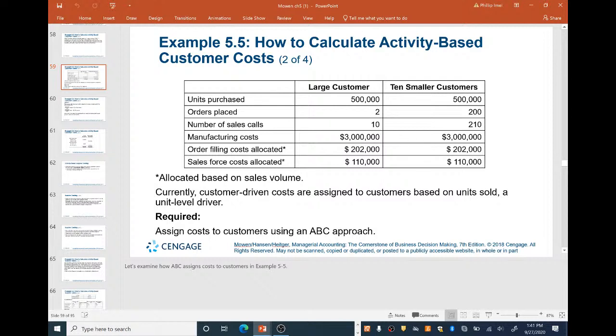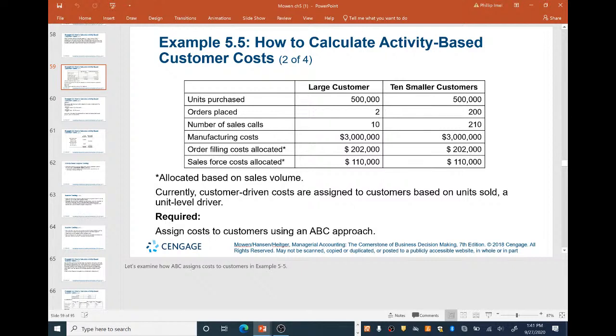Manufacturing cost is going to be $3 million for each one because that's based upon the units that were purchased, or obviously the units produced that were ultimately purchased. Then the order filling costs allocated and the sales force costs allocated. You can see the explanation down here: this is allocated based on sales volume. Sales volume was the same between the large customer and the 10 smaller customers, so with allocating based on sales volume, these costs are going to be the same in both the order filling and the sales force cost.